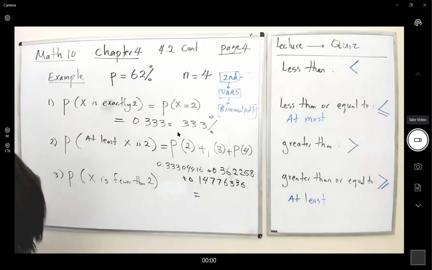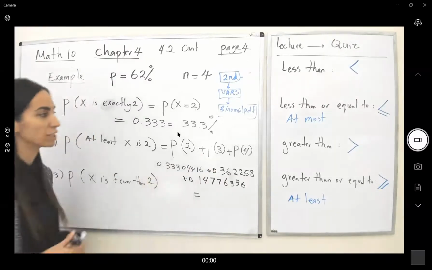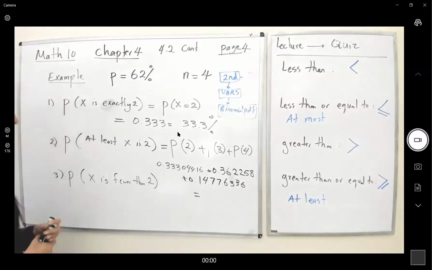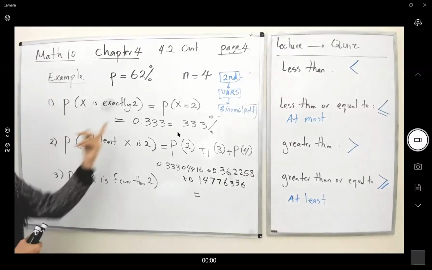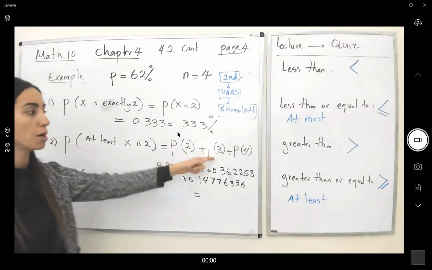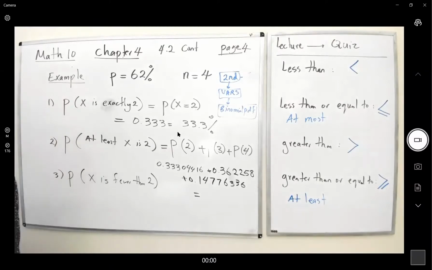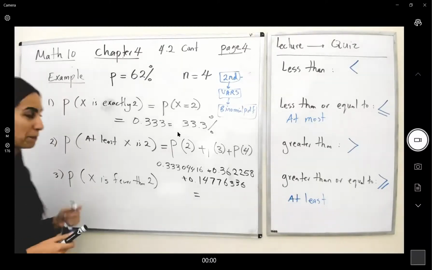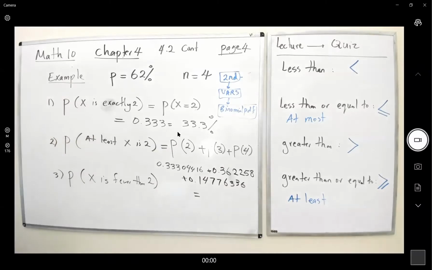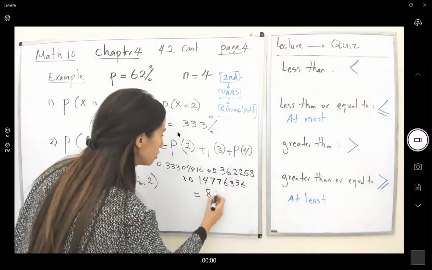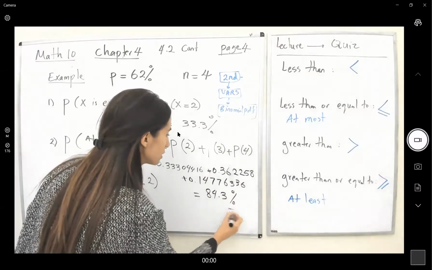And if you add all of these together, what do you get? What would be the sum? If you add them all together, P of 2, P of 3, P of 4, because it says at least 2. So probability of X equals 2, probability X equals 3, and probability X equals 4. What would be your answer? What would be the sum? 84.3%. 84.3%.